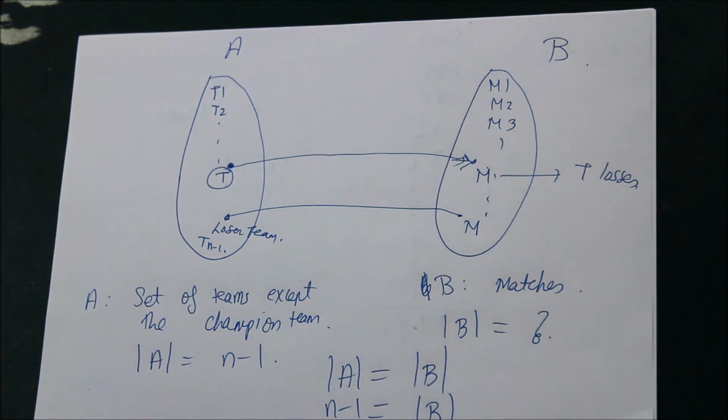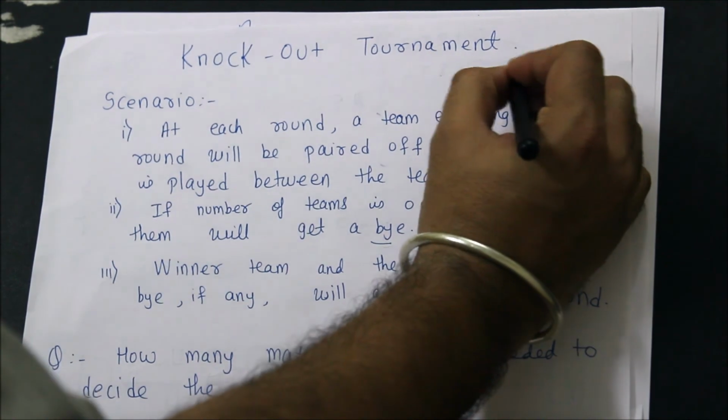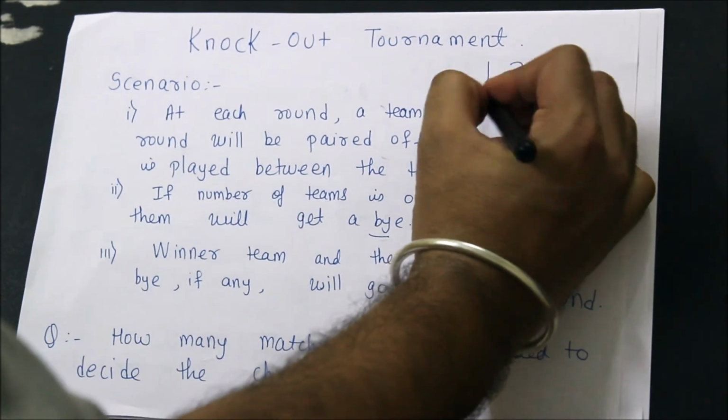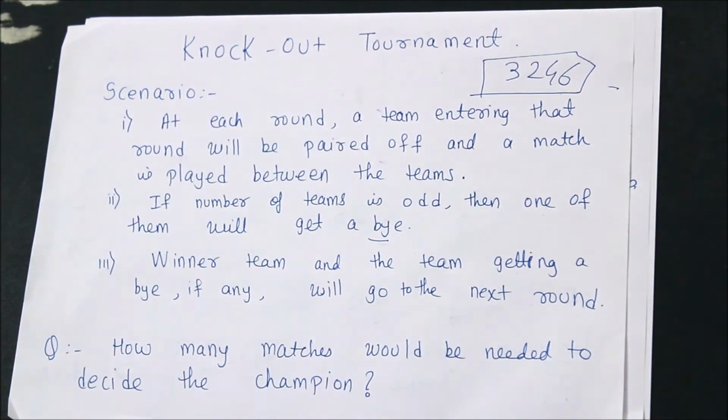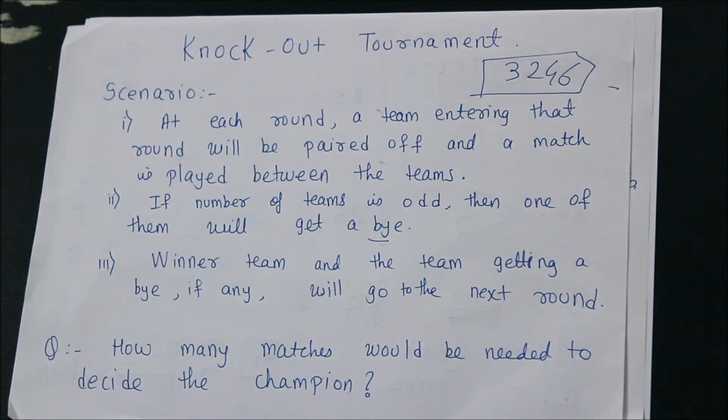So now you can easily tell me, right? Suppose you have a tournament where 3,246 teams are registered, and now you know exactly how many matches you need to conduct, which is 3,245. So you need to conduct 3,245 matches to get the winner.